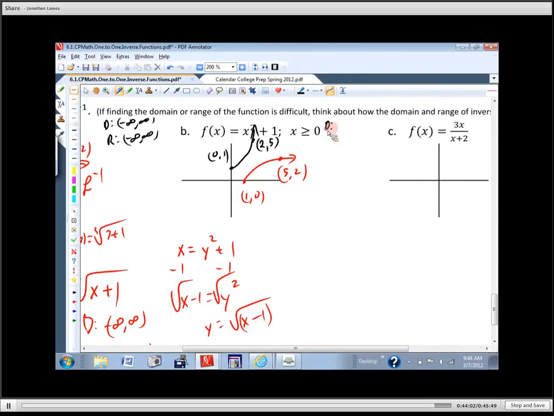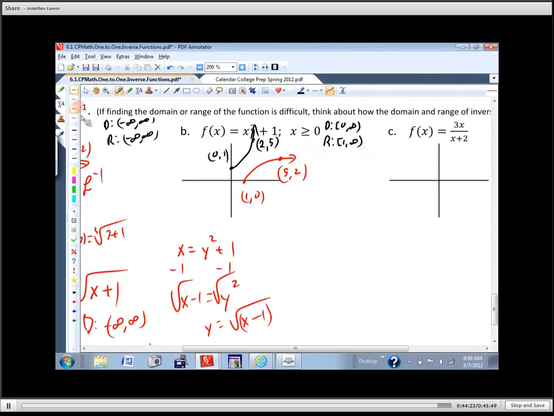Okay, now we want to look at this, and this one's a little more interesting. Let's write down the domain and the range for the original one. The domain was only positive numbers, including 0. So that was 0 to infinity. The range was, where did we start getting answers? At 1. So that's going to be from 1 to infinity.